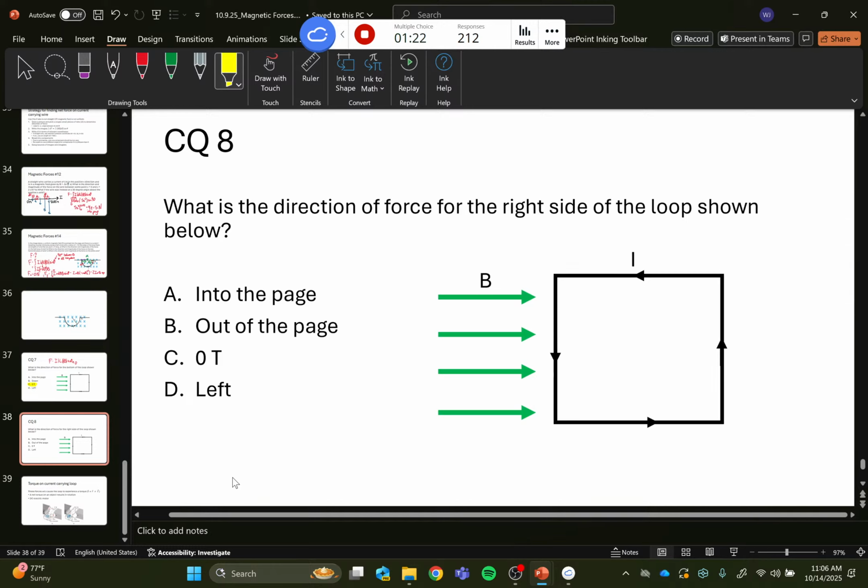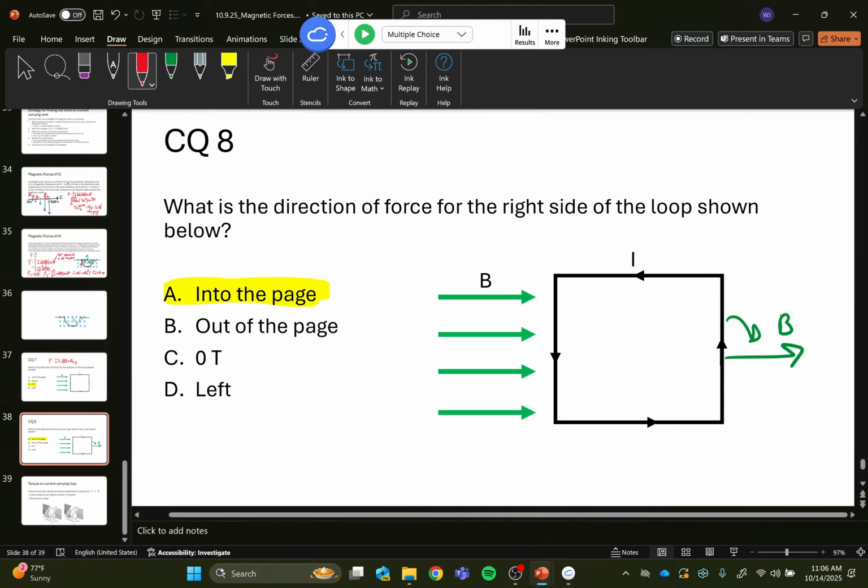All right, so on the right side, I put my fingers up, and I want to swing them in the direction of B. Something that's helpful is to draw the B next to the current, because then we can see that I need to swing it kind of to the right. So I put my fingers up, I swing them to the right, and my thumb is into the page.